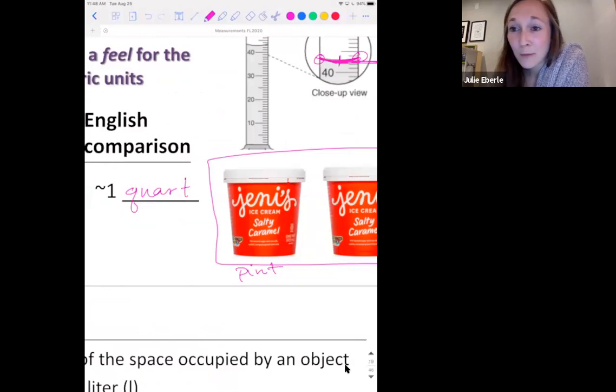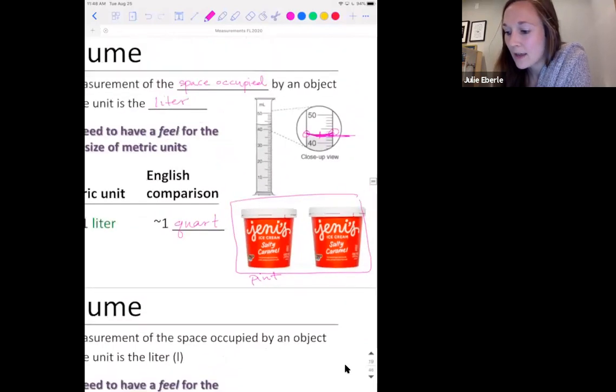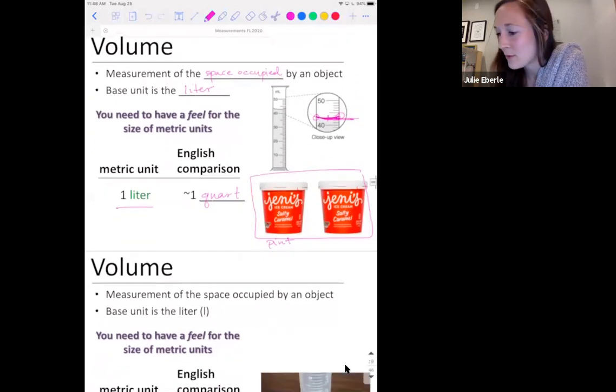Now there are some bougie grocery stores that sell this stuff for like $8, $10 a pint. But you can go buy a pint of Halo Top or cheaper ice cream at Walmart. You understand how big a pint is. 2 pints is a quart, and that's about 1 liter, okay? Trust me, though, it's worth it. Go try some Jenny. It's like the best ice cream in the world, I promise.